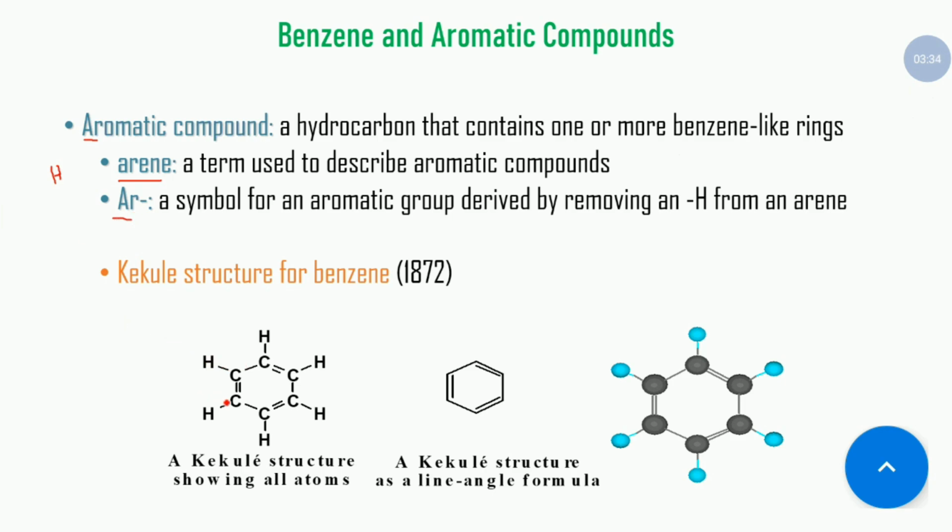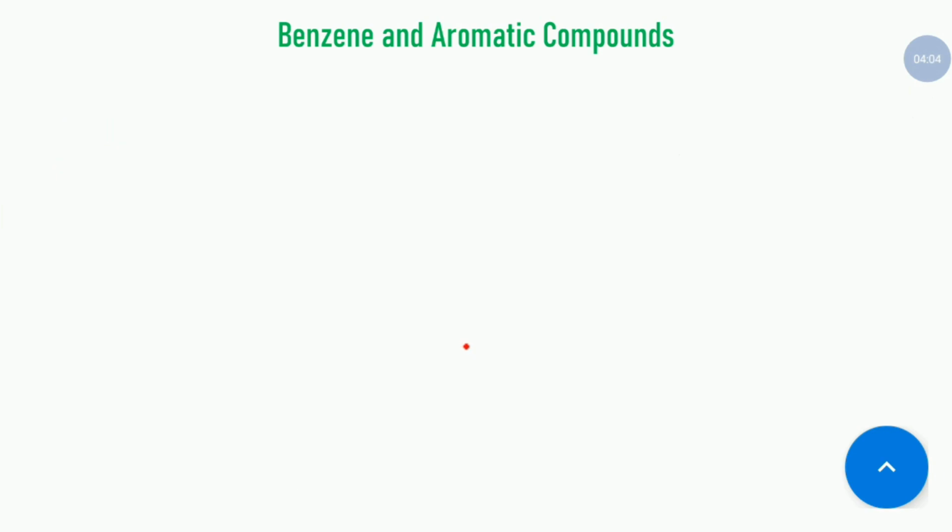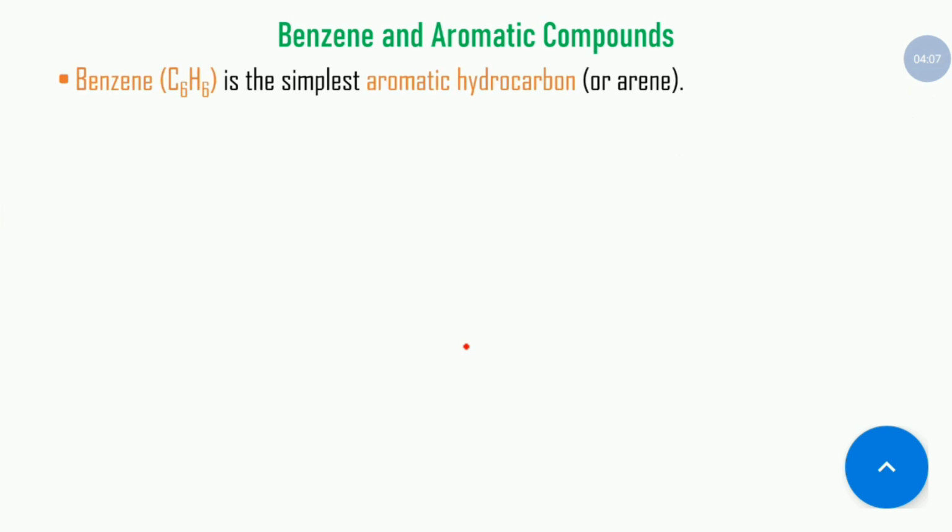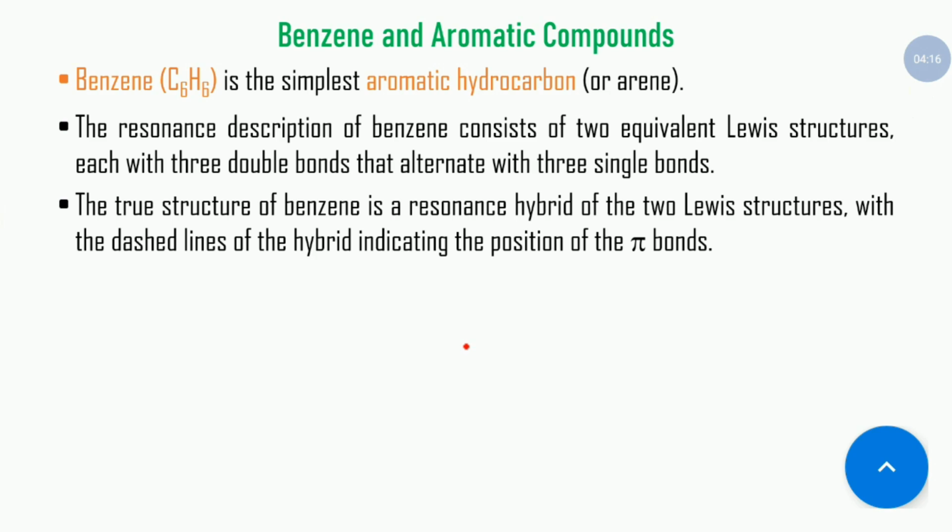Here you can see all the atoms, and here also is Kekule's structure, where the line angle formula just hides the atoms, nothing else is different. So both of these are Kekule's structure. This one is 1 and this one is 2. Now we all know the molecular formula of benzene, that is C6H6. It has 3 pi bonds and a total of 6 pi electrons.